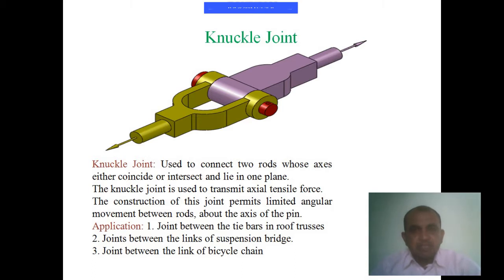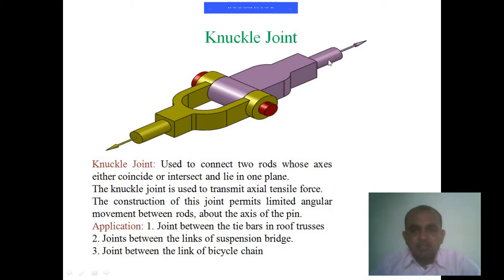Basically, a knuckle joint has three elements. The violet color indicates the eye of the knuckle, the red color indicates the pin, and the yellow color indicates the fork. So these three basic elements are present in the knuckle joint, and by using the pin you can join the two elements, the fork and the eye. The ends of the eye and the fork are defined based on the various applications.